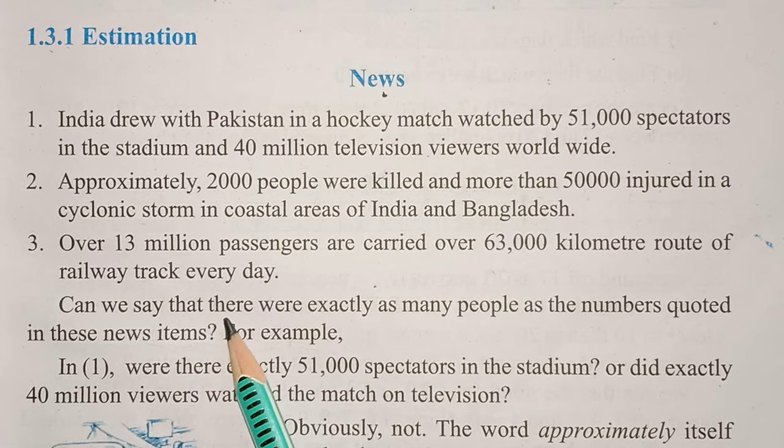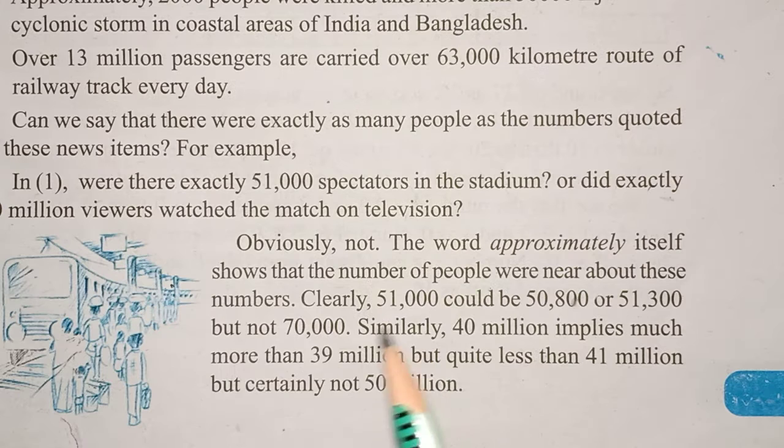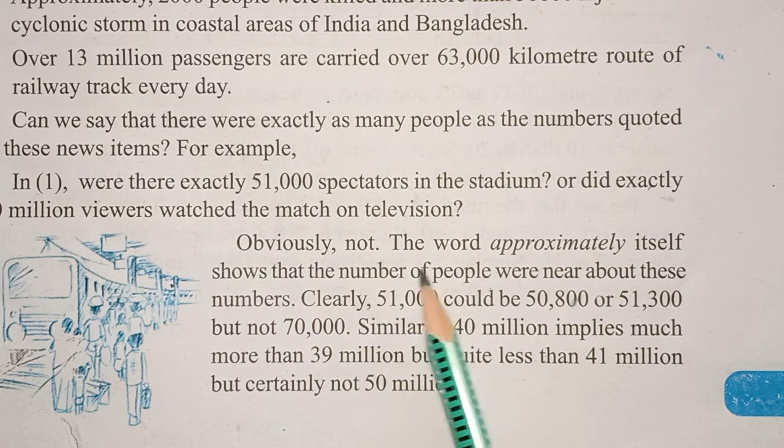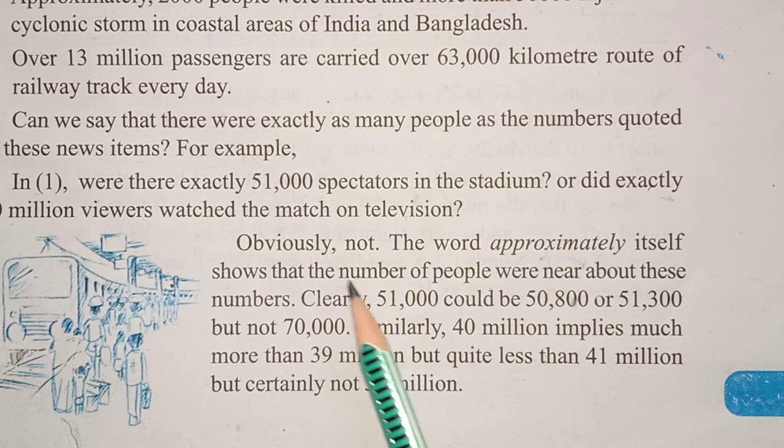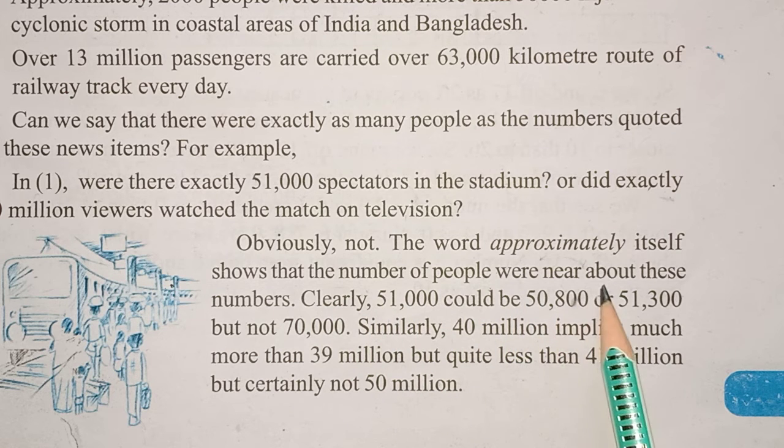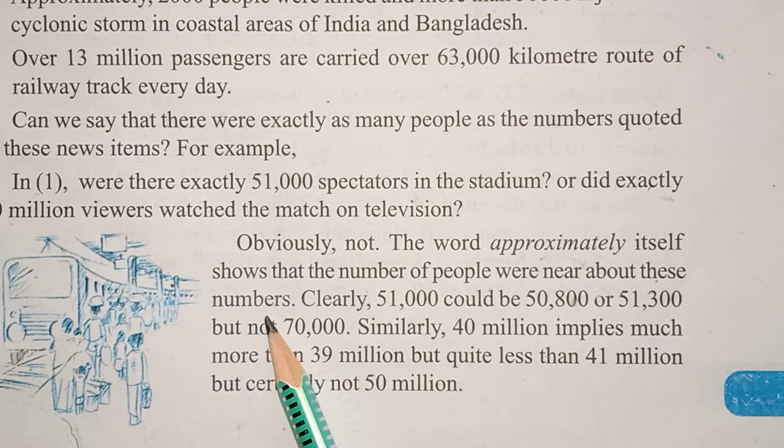Can we say that there were exactly as many people as the numbers quoted in these news items? For example, in news number 1, were there exactly 51,000 spectators in the stadium? Or did exactly 40 million viewers watch the match on television? Obviously not. The word approximately, remember this word, itself shows that the number of people were near about these numbers. Not exactly, they were near about these numbers.